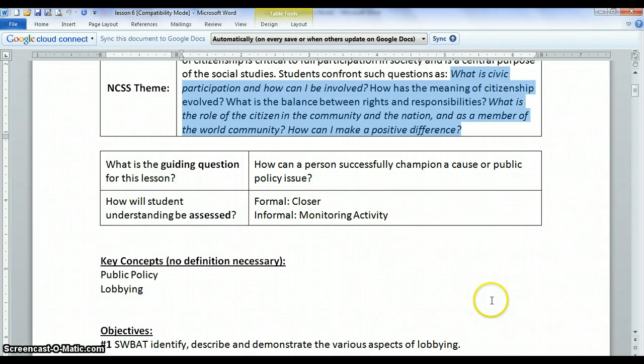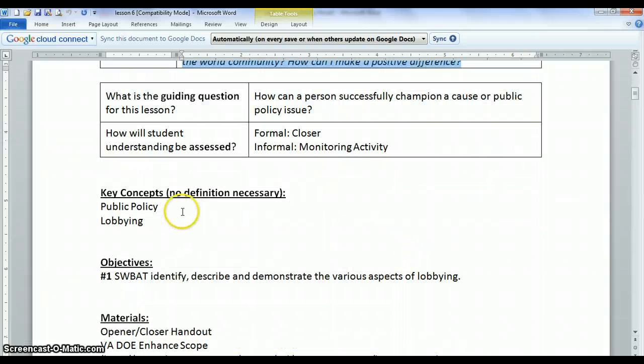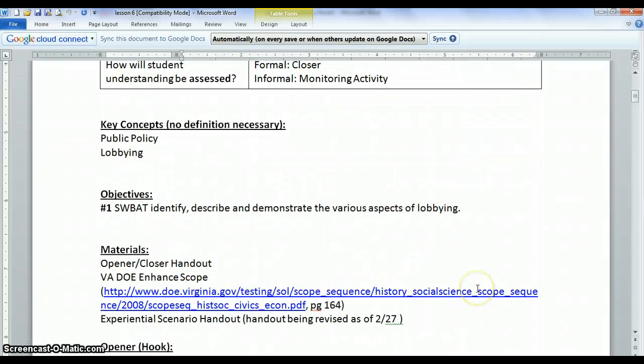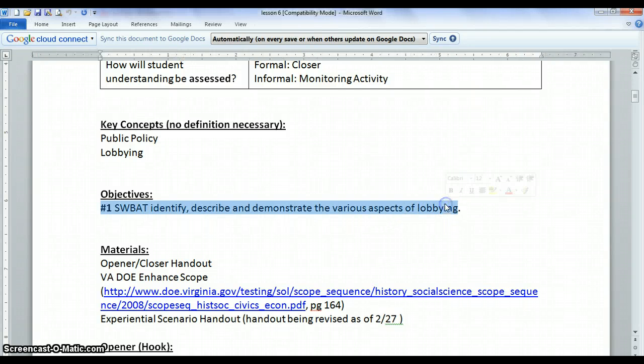The closer and monitoring activity are the ways that this lesson is to be assessed. Key concepts include public policy and lobbying. Now, it's important to note at this point, and this actually is the second iteration of this lesson plan, that right now there's only one SWBAT, one objective: identify, describe, and demonstrate the various aspects of lobbying.